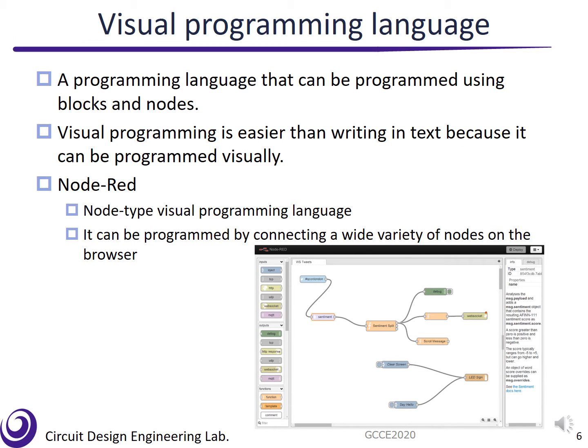Next, I want to go on to Visual Programming Language. Visual Programming Language is a programming language that uses blocks and nodes for programming. Visual programming is easier than writing in text because it can be programmed visually. We adopt Node-RED, which is a node-type visual programming language that can be programmed by connecting various nodes.